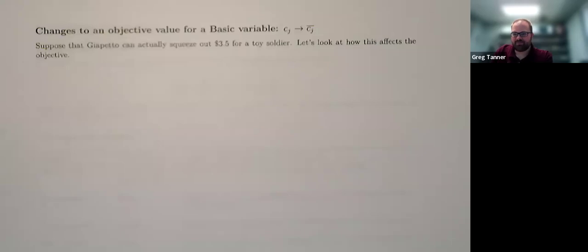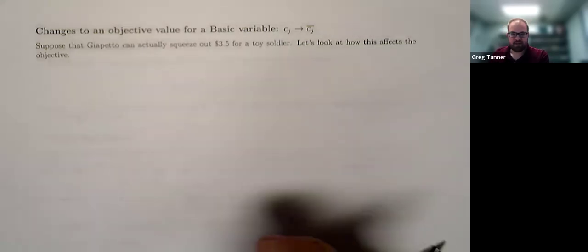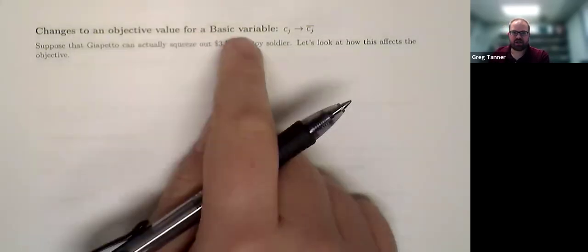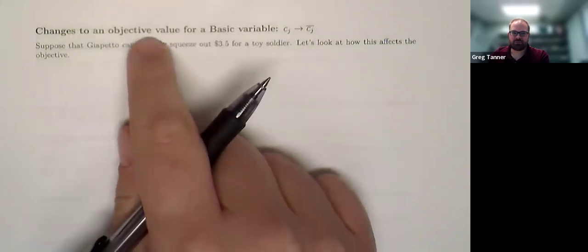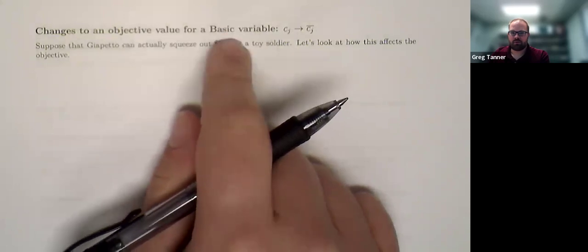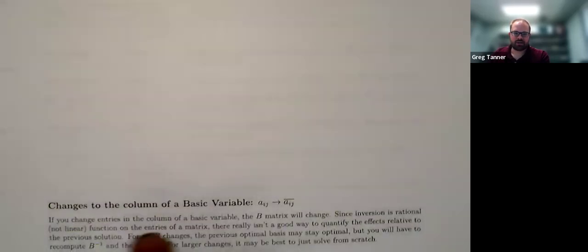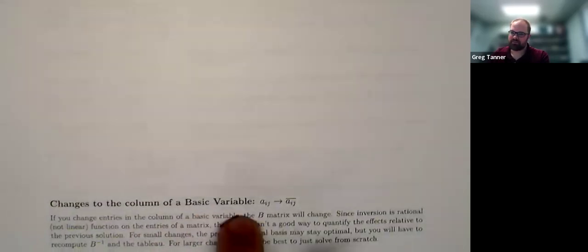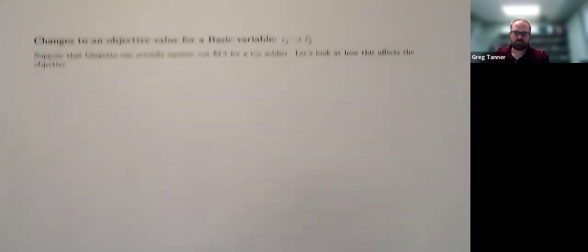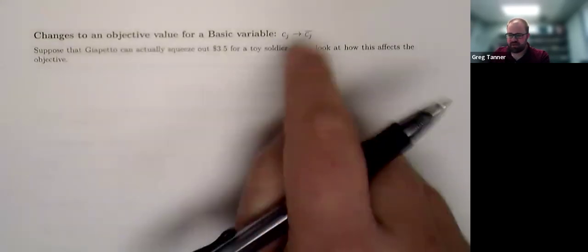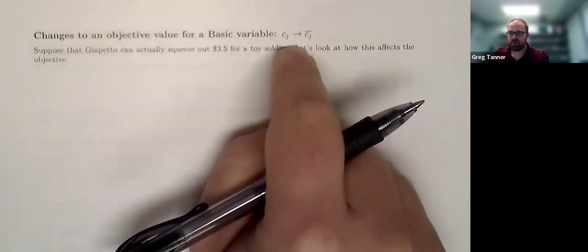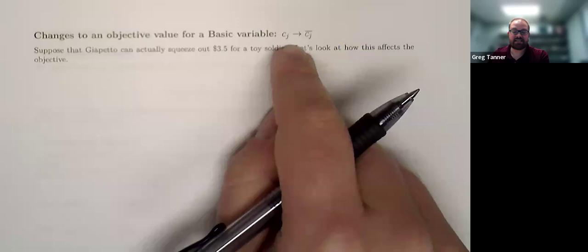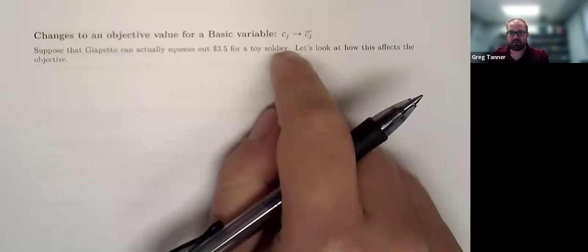Okay, this is our last video in our sensitivity adventure. We're going to look at changes to the column of a basic variable. First, looking at changes to the objective value for a basic variable, and then changes inside the column for the basic variable as well. So the main thing to note is that if we change the objective value for a basic variable, then that CB transpose changes as well, okay?